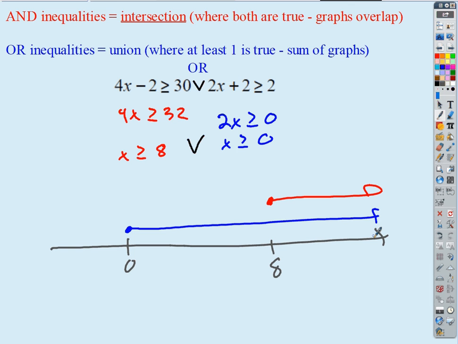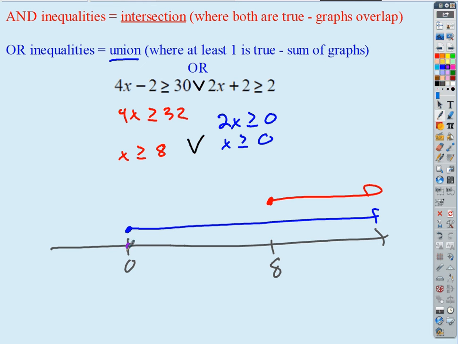Or inequalities are unions, and so only one has to be true for the compound inequality to have a solution there, right? They don't both have to be true, only one does. So this isn't the intersection of the graphs, this is the sum of the graphs. In other words, any place that is blue or red would be a solution of this inequality, right? So where's that going to be? From 0 on. Yeah, that makes sense.